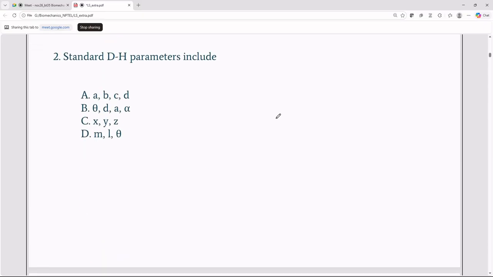Next question. The standard DH parameters include which among the following? Option A, A, B, C, D. Option B, theta, d, a, and alpha. Option C, x, y, and z. Option D, m, l, and theta. Which among the following consists of the standard DH parameter set?